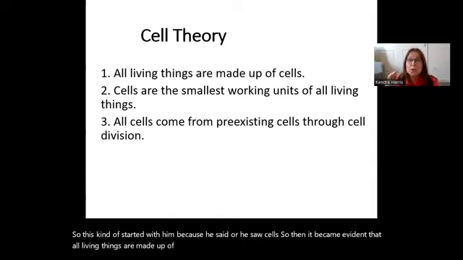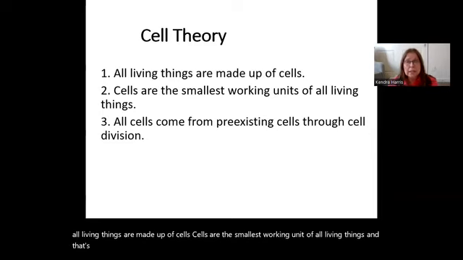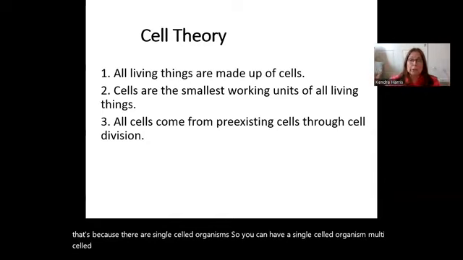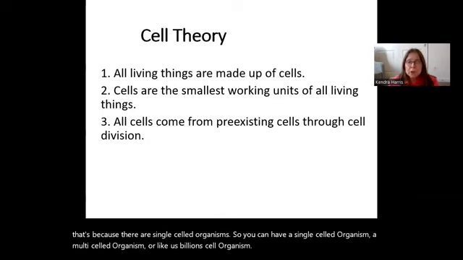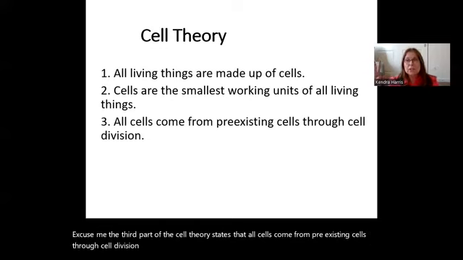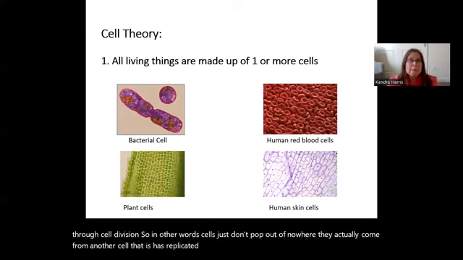So then it became evident that all living things are made up of cells. Cells are the smallest working unit of all living things, and that's because there are single-celled organisms. So you can have a single-celled organism, a multi-celled organism, or like us, a billion-celled organism. The third part of the cell theory states that all cells come from pre-existing cells through cell division. So in other words, cells just don't pop out of nowhere. They actually come from another cell that has replicated or split.